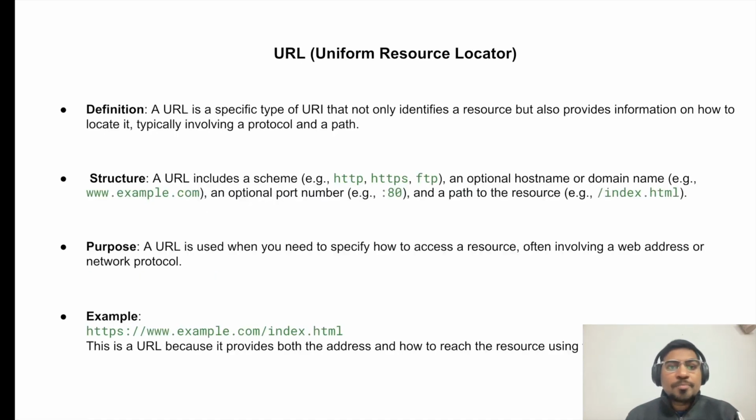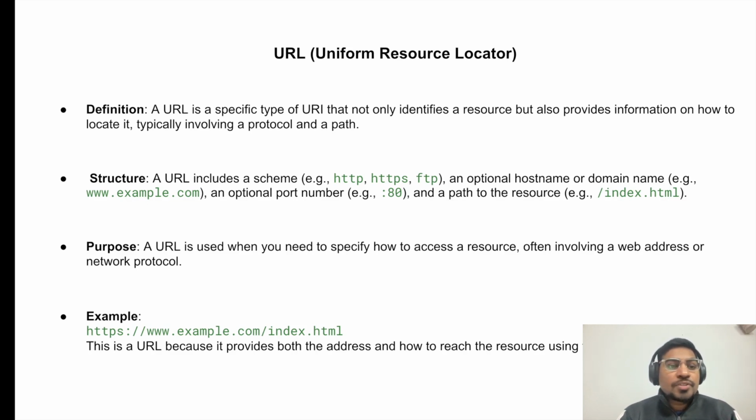Okay, let's come to URL. That is very commonly used, and we are going to use this in upcoming videos. URL, Uniform Resource Locator. As the name suggests, it's used for locating something. So let's come to the definition. A URL is a specific type of URI that not only identifies a resource but also provides information on how to locate it. Typically it involves a protocol and a path. So it always includes a protocol and a path to locate some values.